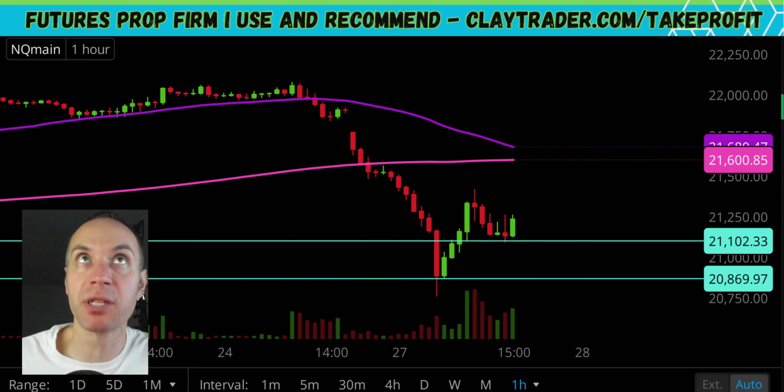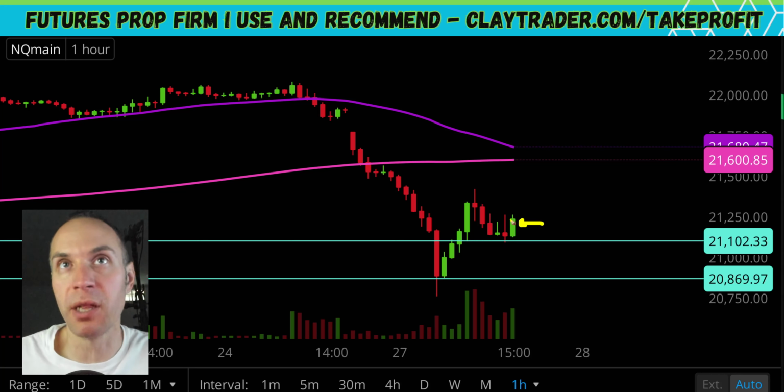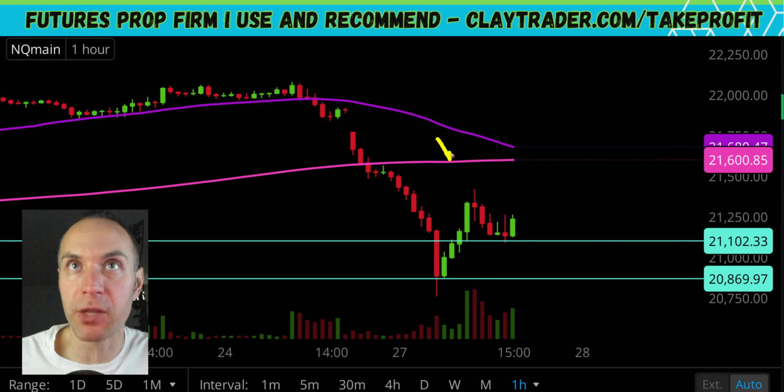Now, if this bounce continues, because to be fair, this hour period right here is a nice green candle, there's still a lot of work that needs to be done. And the main bit of quote-unquote work, in my mind, is right up there at 21,600, which is the 200 period moving average. And this is just classic technical analysis here.